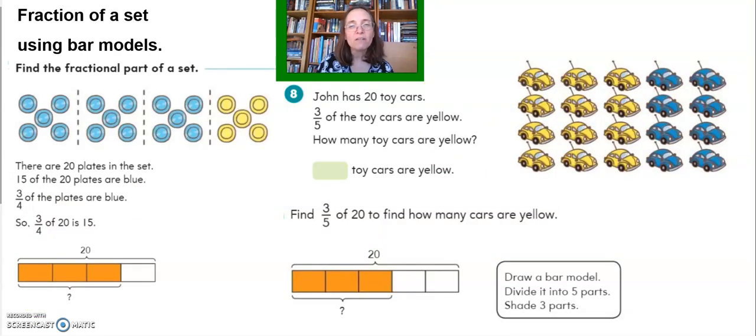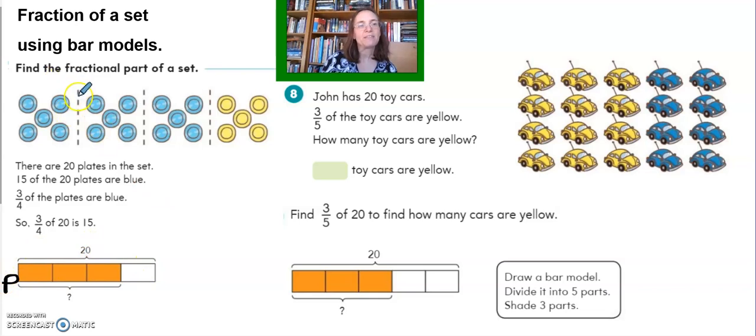Now, you can also draw those beloved and beautiful bar models, oh, I love them so much, in order to model the fraction of a set. So there are 20 plates in the set over here. 15 of the plates are blue, and that means 3/4 of the plates are blue. So 3/4 of 20 is 15. You can see they drew a bar to stand for all the plates. I would have put at least a P here to let us all know that it's plates that we're talking about. And the whole thing is worth 20.